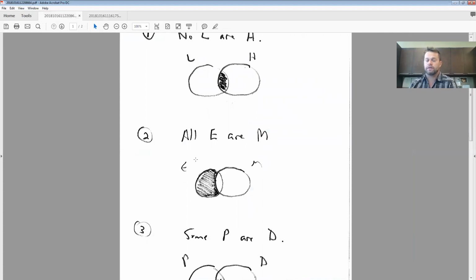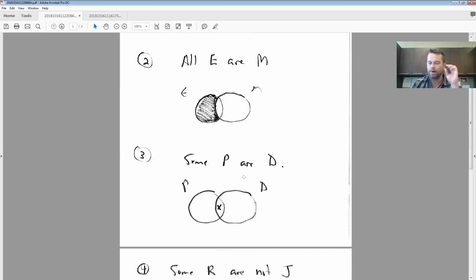So all E are M, we shade the area where the E's exist that are not M's. Because if all E's are M's, then the only E's that exist are in this space between E and M. Again, remember when you shade, you create emptiness. Or another way to think of it is when you're shading, you're erasing things. You're creating an area where it's impossible for something to exist.